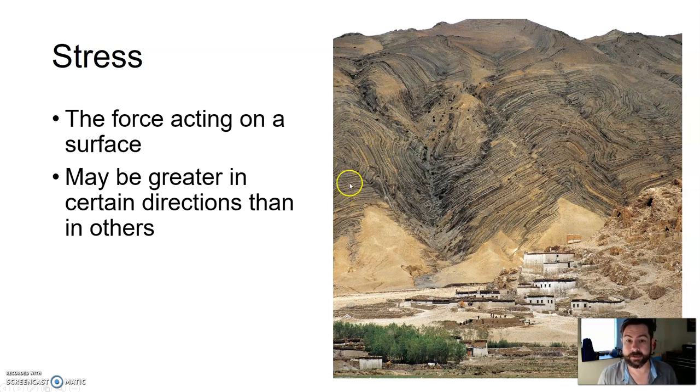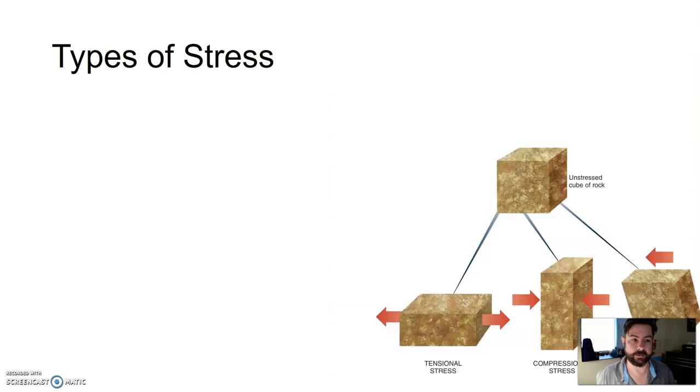And you can see that the layers of these rocks here in these mountains have been all kinds of folded up. It might be a little bit hard to see in this image, so there'll be additional information on that. But there are different types of stress associated with different directions of stress.